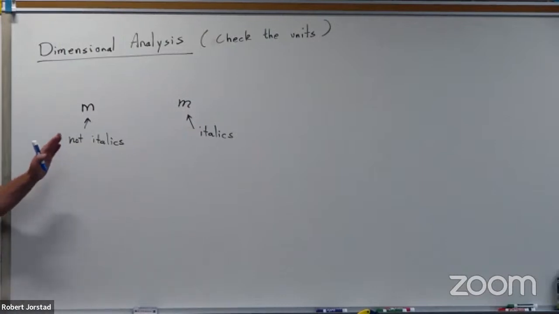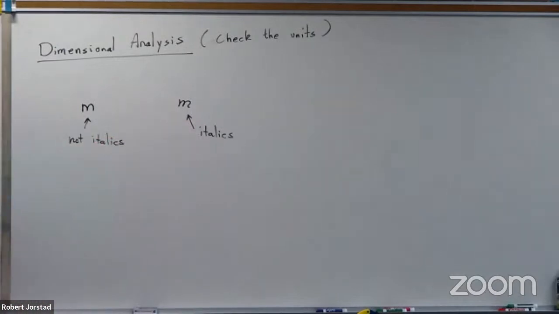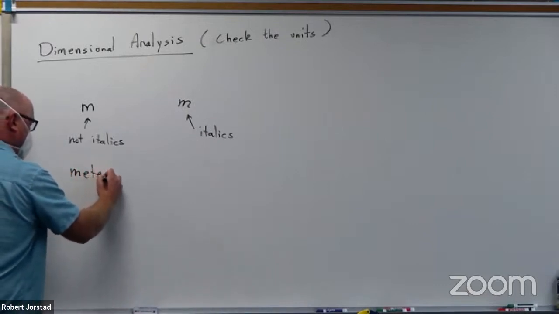So let's say this M was not italics and this M was in italics, all right? What does an M mean when it's not italicized versus when it is italicized? What does it mean to you? What up, Dom? Hey, everybody, that's Dom back there. It's okay if you don't remember, but what does M mean to you when it's not italicized versus italicized? Non-italicized is meters and italicized is kilogram or like mass.